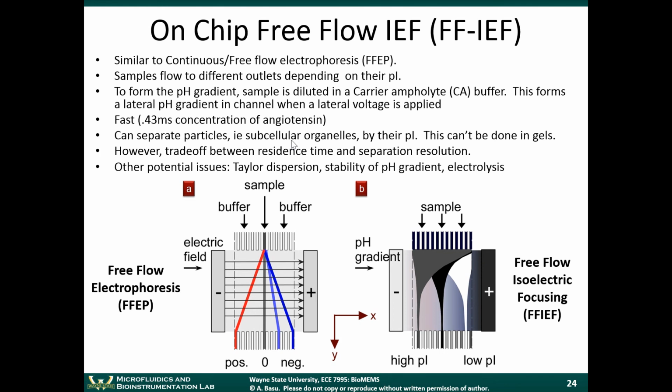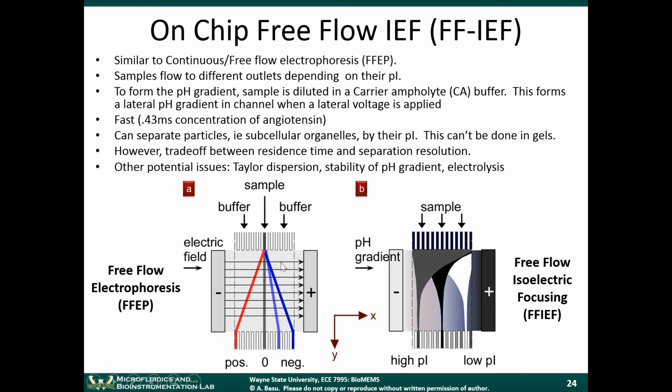Isoelectric focusing can also be taken to the free flow format. So this is the analogy to the continuous or free flow electrophoresis. In this case, the sample comes in at the top of the chip, but it comes in at the center inlet. There's pressure-driven flow going from top to bottom here, and the electric field is going from left to right.